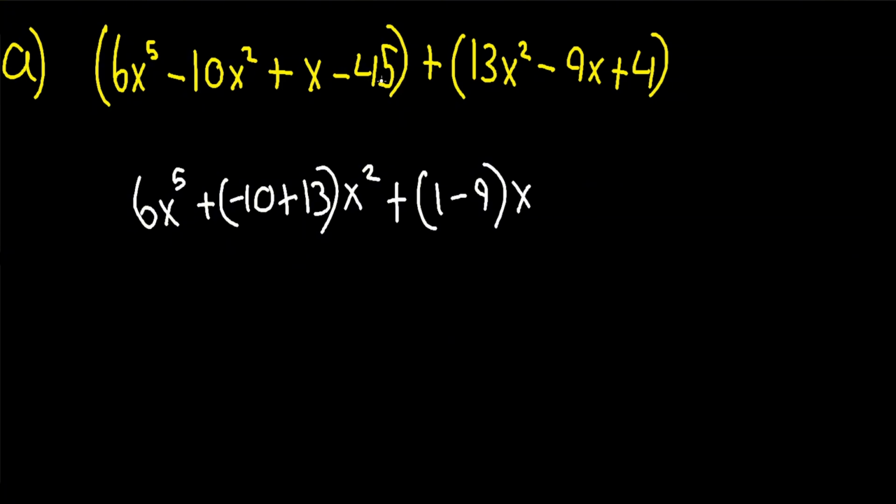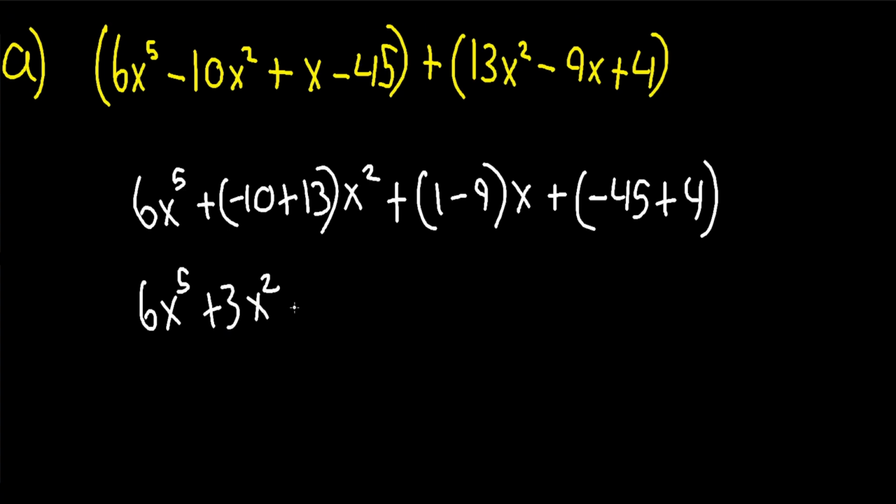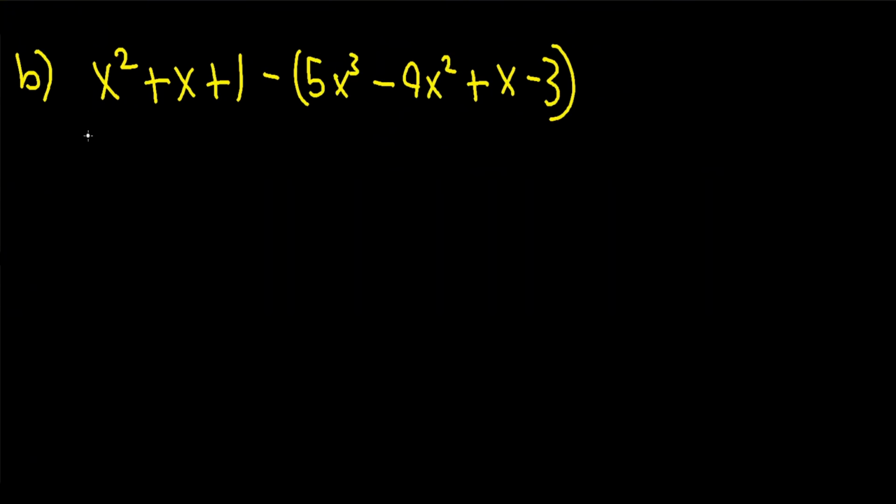Now lastly, we see that negative 45 and plus 4 both are constants, and so they're going to have in common an exponent of 0. Since we can rewrite them both as 4x to the power of 0 and negative 45x to the power of 0. So when simplified, we get 6x to the power of 5 plus 3x to the power of 2 minus 8x minus 41.